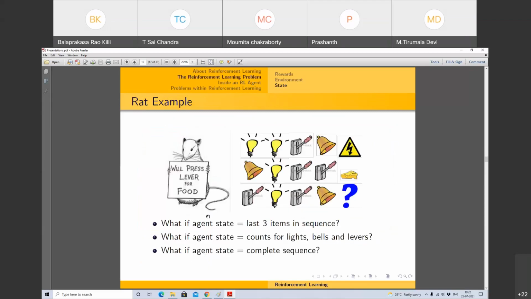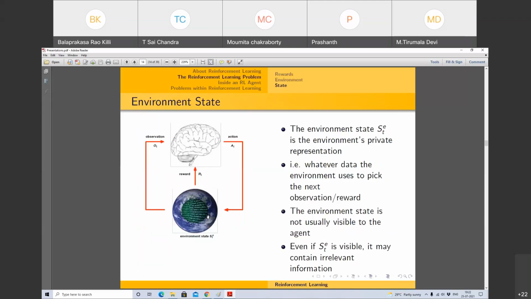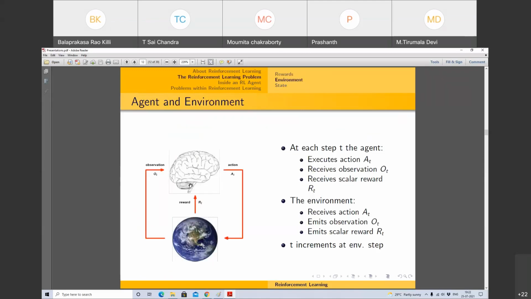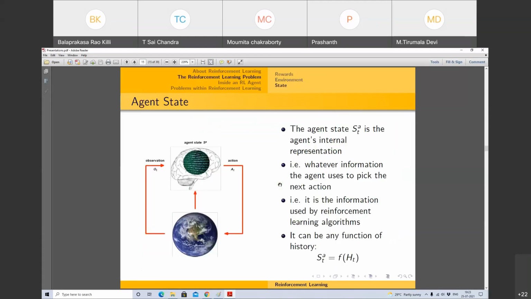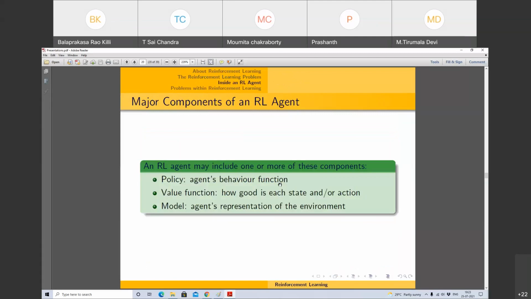As I mentioned earlier, this agent runs some programs, right? And these programs will take as input the state or history. Now, what is the output of these programs? Actions, right? Now we'll see how it is related to these components.